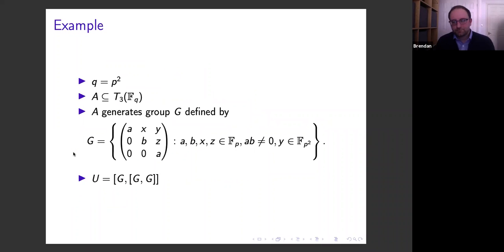Here's an example that illustrates a few interesting features. Let Q just be p squared. So we'll take the smallest extension we can, and we'll take a subgroup of the upper triangular group over FQ. And we'll suppose that A generates a group that looks like this. The elements on the diagonal are in FP as a subfield, as are the elements in the first off diagonal. But then in the top right corner, we'll take elements in the full extension field.